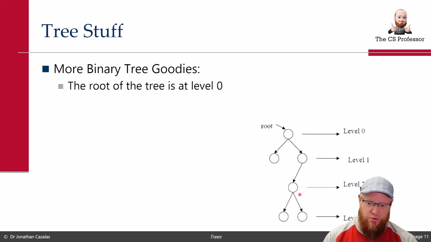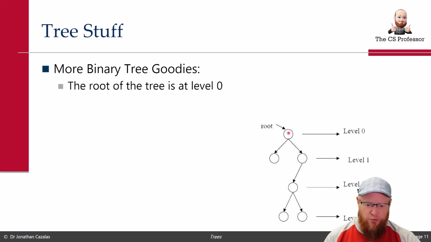So the height of a tree with only one node is a height of 0. So the height of this tree is going to have a height of 3. Because we have here the height of this one root node would be 0, and the height of a tree is defined as the longest path from a root to a leaf.